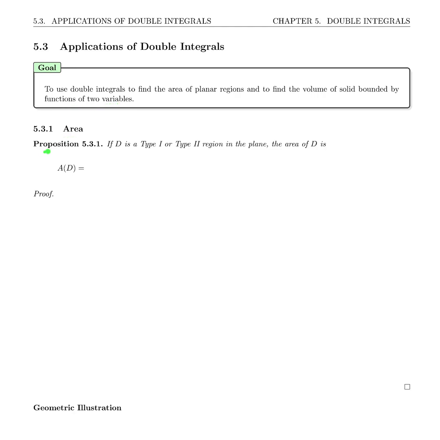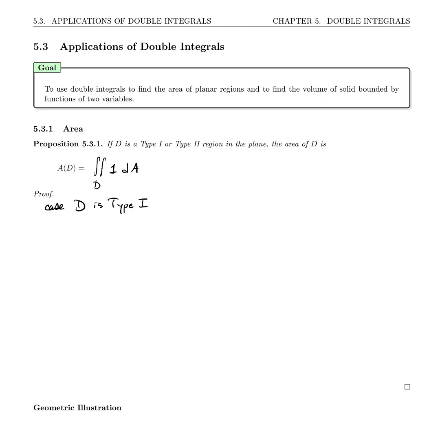Area. Proposition 5.3.1. If D is a type 1 or a type 2 region in the plane, then the area of D, A of D, is the double integral over D of 1 dA. Proof. We're going to do this in the case where D is type 1, but a very similar argument works when D is type 2.